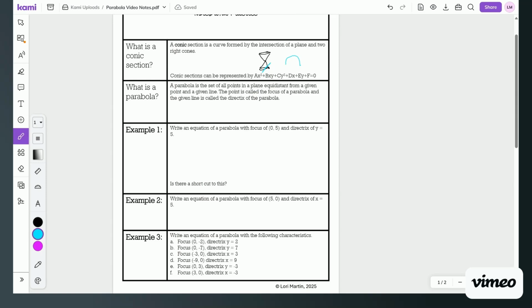We can actually rotate it, but we're just going to go either left or right, up or down. All right, so a parabola is a set of all points in a plane that are the same distance from a given point and a given line. The given point is called the focus of a parabola, and the given line is called the directrix of a parabola. So when I graph a parabola, we're going to work with mostly the vertex at 0, 0.